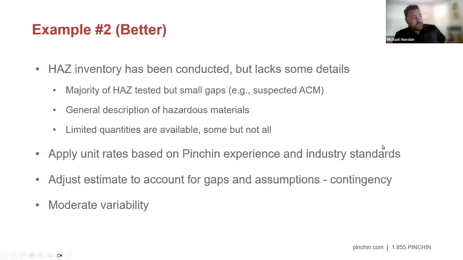Example 2 is a better option. We have a hazard inventory that's been conducted, but it is lacking some details. It has a majority of materials tested, but there are some gaps. So presumed asbestos, presumed lead. It has a good general description of hazardous materials and where they're located. It has limited quantities. Some of them are full quantities, some are limited, some are presumed.